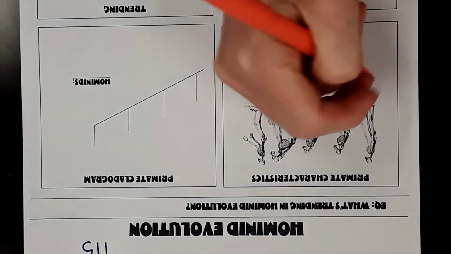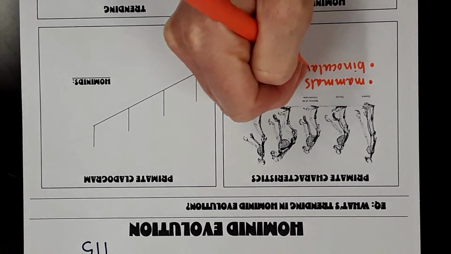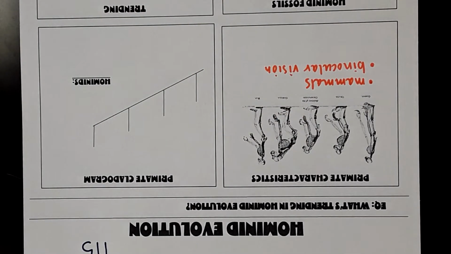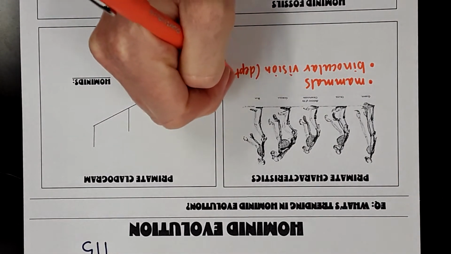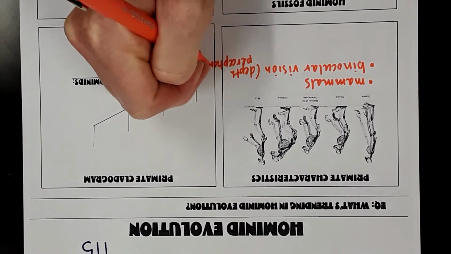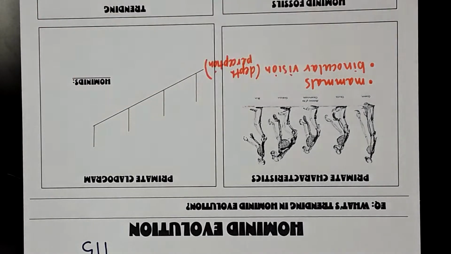We all have binocular vision. Binocular vision means that your eyes are located on the front of your face and it gives you good depth perception, because you have two eyes layering two images together. So you have both eyes on the front of your face.